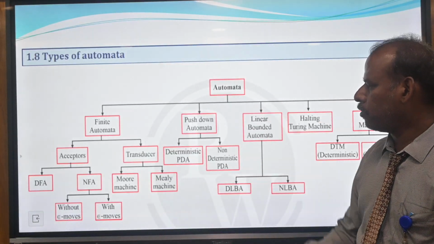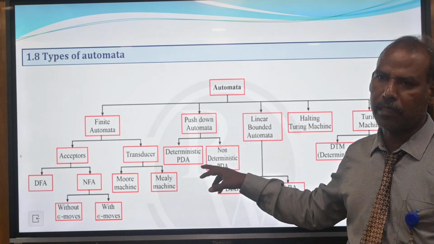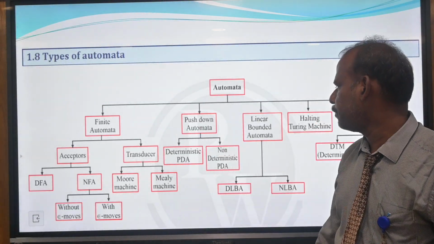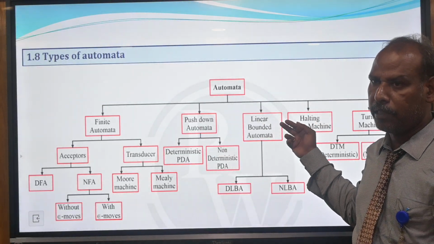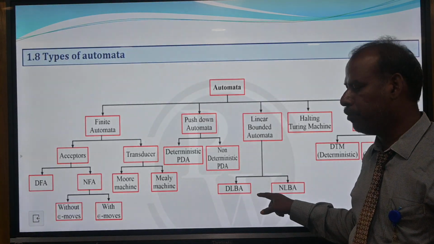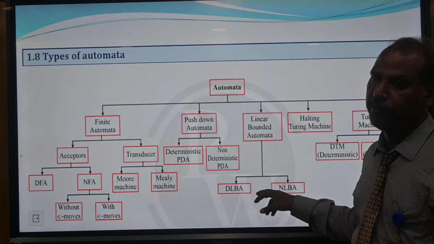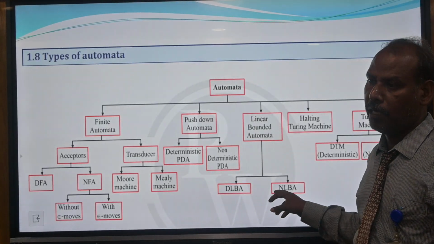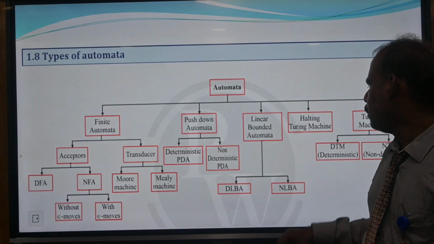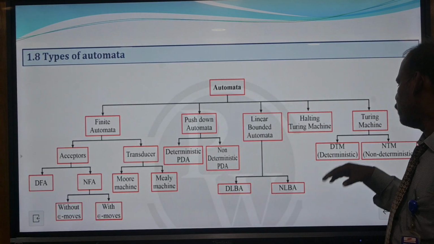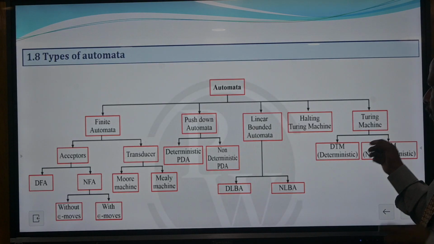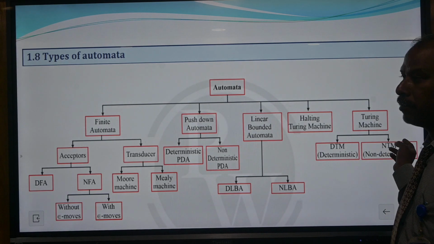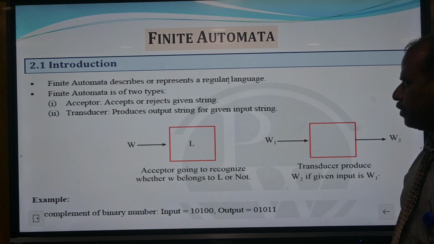Next, the push-down automata is classified into 2 types: the deterministic push-down automata and the non-deterministic push-down automata. Next, linear bounded automata is divided into 2 types, DLBA and NLBA. DLBA is the deterministic linear bounded automata, and the other is the non-deterministic linear bounded automata. Next is the halting Turing machine. The fifth one, the Turing machine, is classified into 2 types: the deterministic Turing machine and the non-deterministic Turing machine.